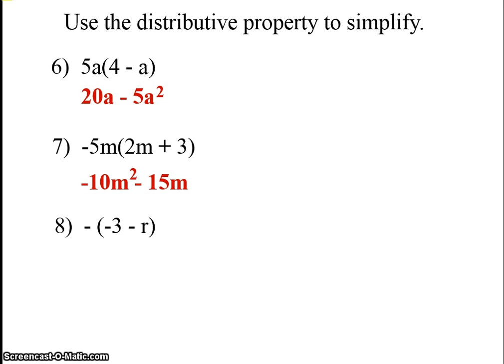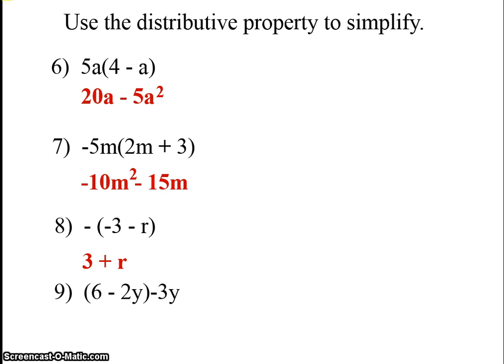Now this one is unique. Notice there's no 1. There's no number, and it's an implied 1. In algebra, you have a lot of implied ones, so be watching for them. They happen a lot. Basically, it changes everything to the opposite inside the parentheses. It's just like multiplying by negative 1. So in a sense, you could say negative 1 times negative 3 gives me positive 3. Negative 1 times negative r gives me positive r. Or just change the signs to the opposite of what they are. It's up to you.